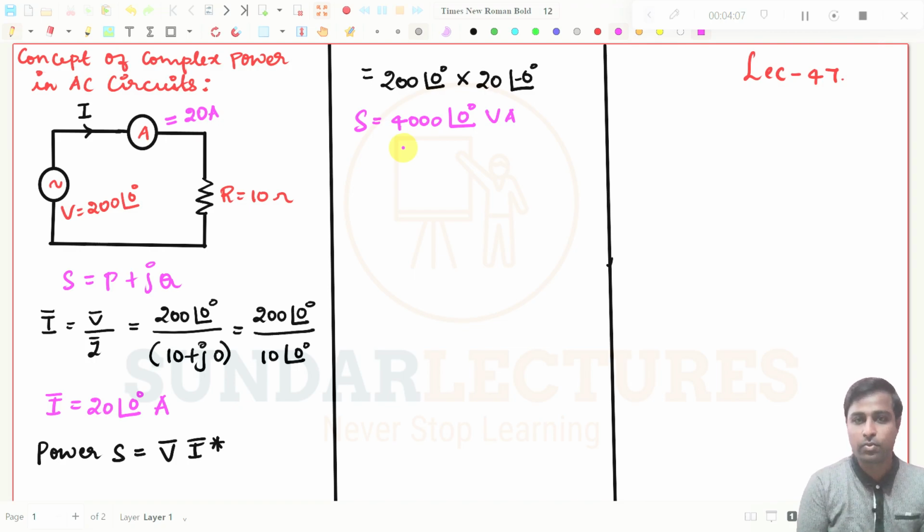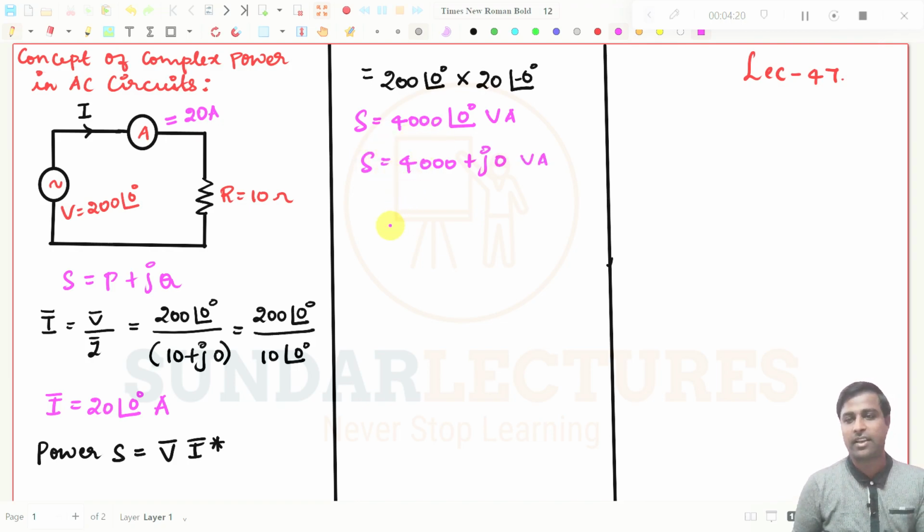If you want to write it in rectangular form, it will be 4000 plus j0 volt ampere. So this is in polar form, this is in rectangular form. And this is nothing but P plus jQ. Here we don't have reactive power, we have only real power.